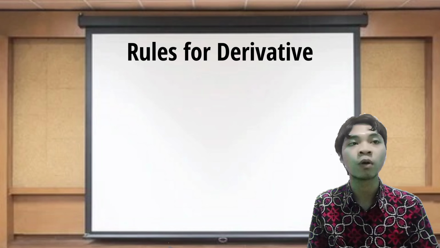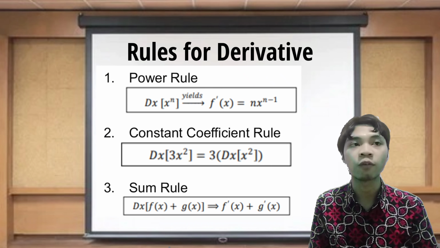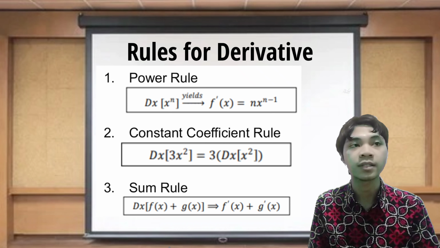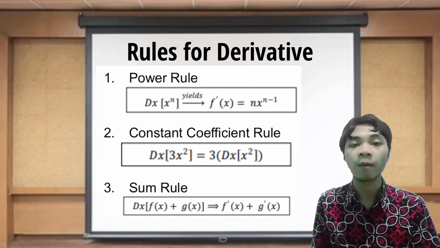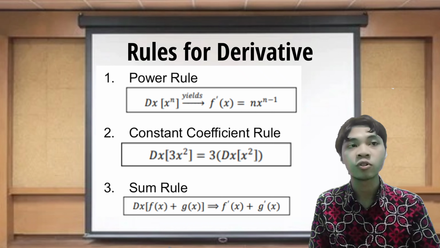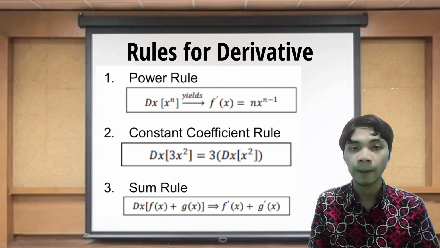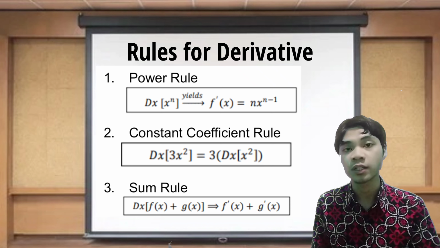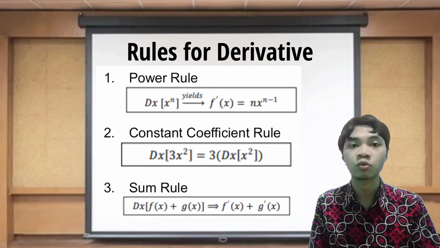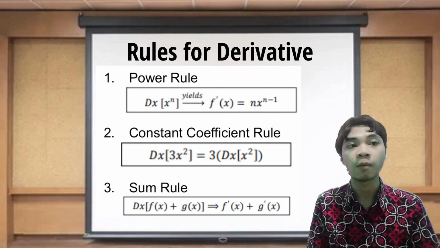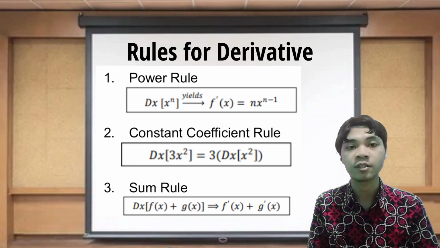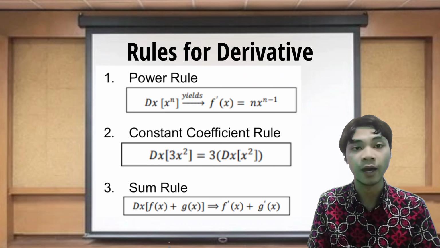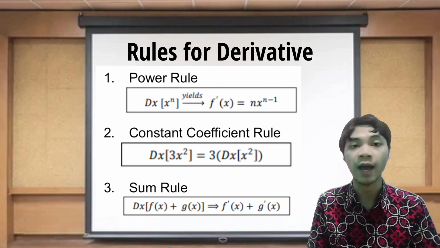Number 1 is power rule. If we have x to the power n, the derivative of x to the n is n times x to the n minus 1. Number 2 is constant coefficient rule. If we have 3 times x squared, the derivative of that is 3 times the derivative of x squared. Number 3 is sum rule. If we have f(x) plus g(x), the derivative of f(x) plus g(x) is f prime x plus g prime x.